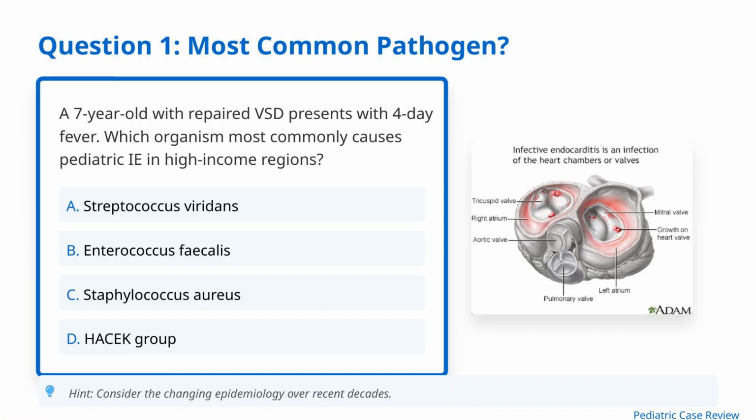Question 1. A 7-year-old with repaired ventricular septal defect presents with 4-day fever. Which organism most commonly causes pediatric infective endocarditis in high-income regions? The options are A. Streptococcus viridans, B. Enterococcus faecalis, C. Staphylococcus aureus, or D. HACEK group. Take a moment to consider the changing epidemiology of infective endocarditis in pediatric patients over recent decades, especially in children with congenital heart disease.